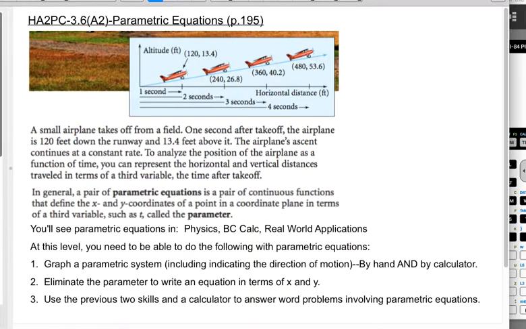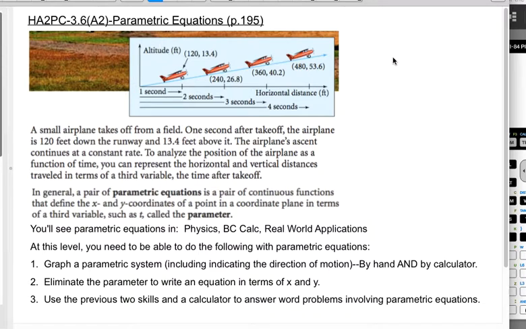So, a small airplane takes off from a field. 1 second after takeoff, the airplane is 120 feet down the runway and 13.4 feet above it. The airplane's ascent continues at a constant rate. To analyze the position of the airplane as a function of time, you can represent the horizontal and vertical distances traveled in terms of a third variable, the time after takeoff. So this would be a parametric equation, right?